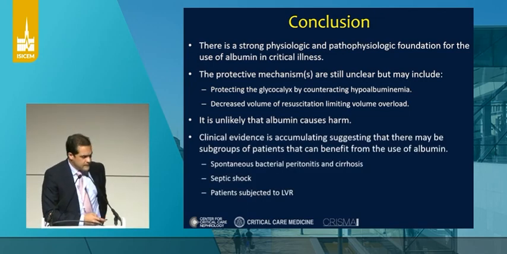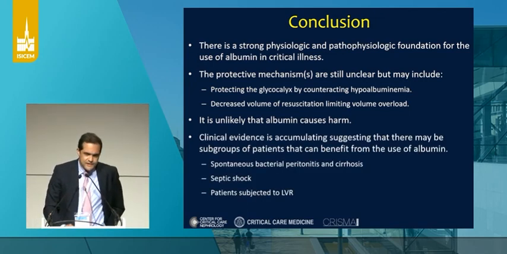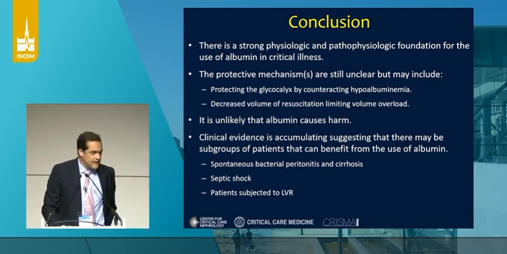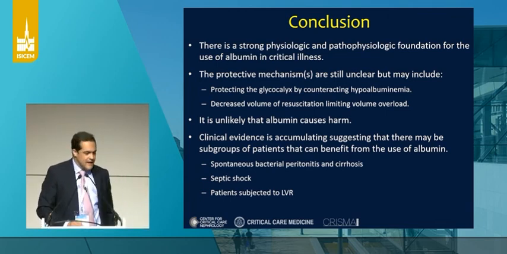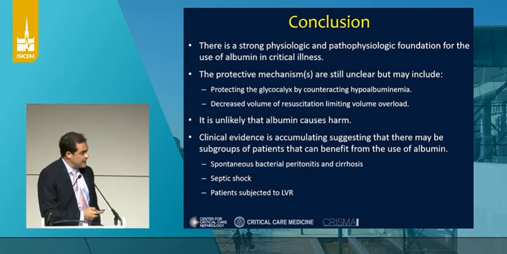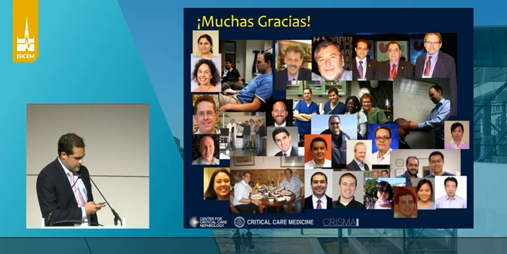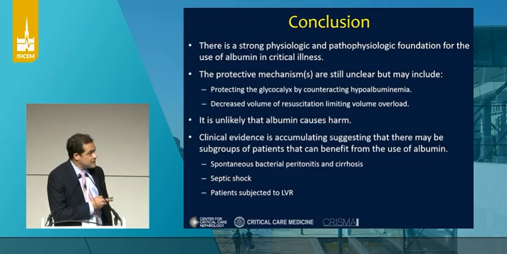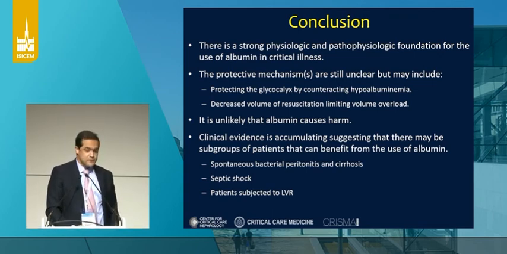And the clinical evidence is accumulating just as it accumulated with proning. Again, just going back to that, it accumulated and accumulated and accumulated until it just went through. And it seems like the potential subgroups that we should be looking at is clearly the spontaneous bacterial peritonitis, potentially septic shock, and then patients potentially subjected to large volume resuscitation.